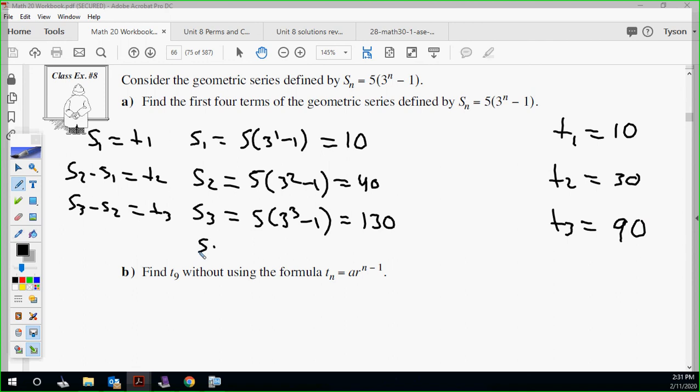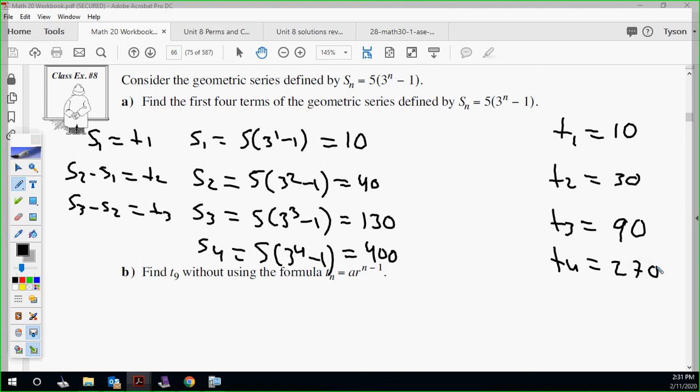S4 is 5 times 3 to the 4th minus 1. So that's 81 minus 1 is 80, times 5 is 400. 400 minus 130 is 270. So there's your first 4 terms. And that was a struggle you guys had on the quiz yesterday. We'll talk about it in a little bit.